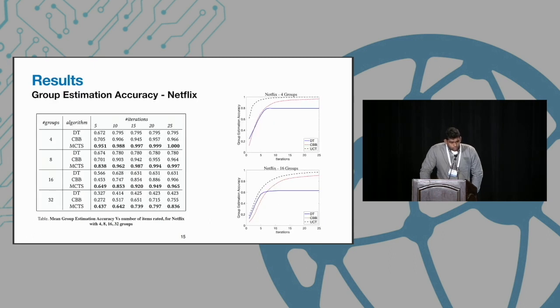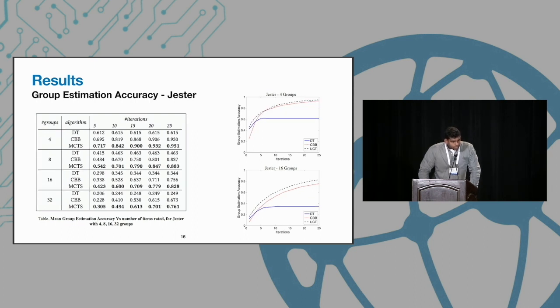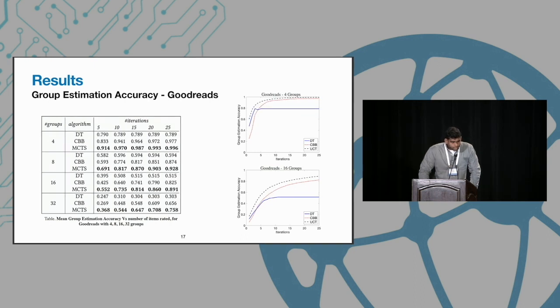Here we can see the results we achieved for the Netflix dataset. The plots also show how the accuracy changes with the number of items recommended. The experiments were done for 4, 8, 16, and 32 user groups. For each group, we can see that our Monte Carlo Tree Search is showing better results compared to the decision tree and the cluster-based bandits. This can be seen across all 3 datasets, the Jester dataset as well as the Goodreads dataset.